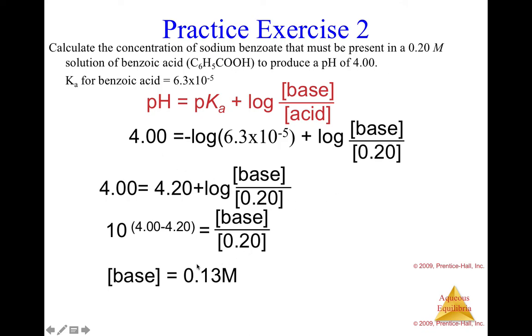You can double check that you did the math properly. You plug in 0.13 for the base, use the pKa that we had, and you should get 4. You can double check your work.